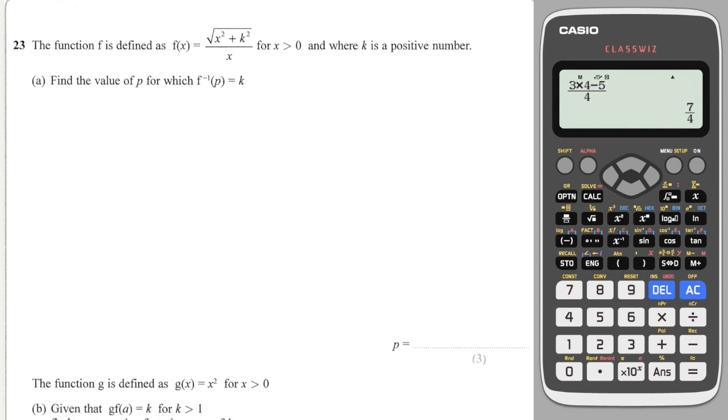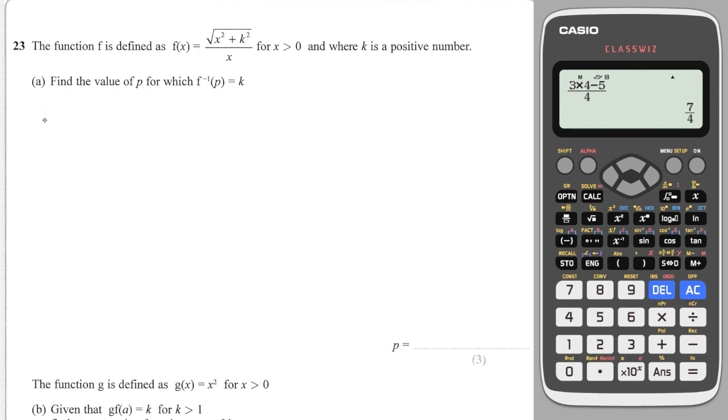Okay, here we go. Tricky question, really tricky one. And if you can master this one, then you've got functions absolutely sorted. Right, it starts off, you've got this horrible looking function, and then it says find the value of p for which the inverse function of p is equal to k. Now, you're not going to want to try and find the inverse function of this. Instead, you're going to use this really neat trick.